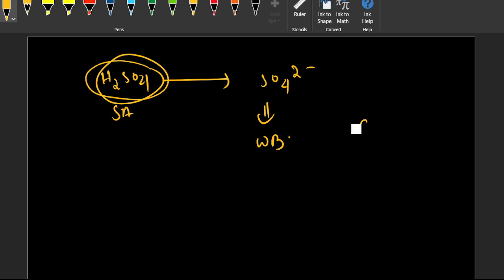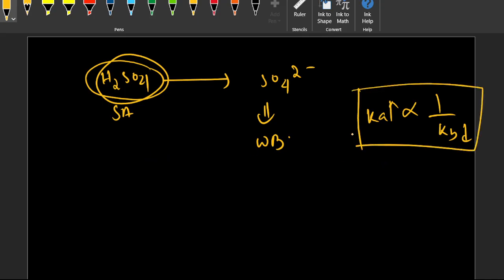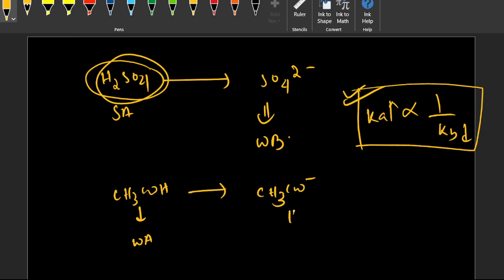because they have the relationship that Ka is inversely proportional to Kb. So if Ka increases, then Kb will decrease. So the conjugate pair have this relationship. We can take examples like CH3COOH, a weak acid, then its conjugate base will be CH3COO minus, which will be a strong base.